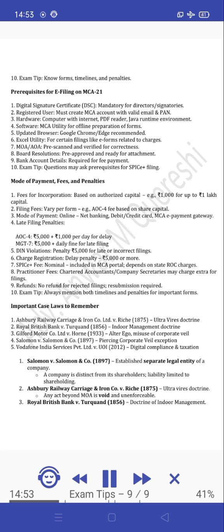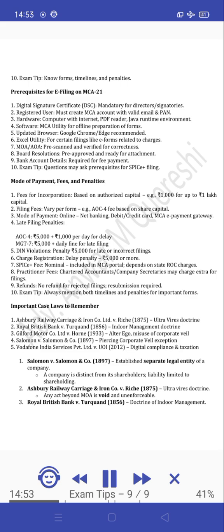4. Late filing penalties. AOC 4: 5,000 rupees plus 1,000 rupees per day for delay. MGT 7: 5,000 rupees plus daily fine for late filing. 5. DIN violations: penalty 5,000 rupees for late or incorrect filings. 6. Charge registration: delay penalty 5,000 rupees or more.